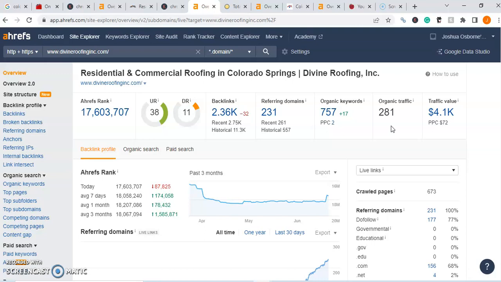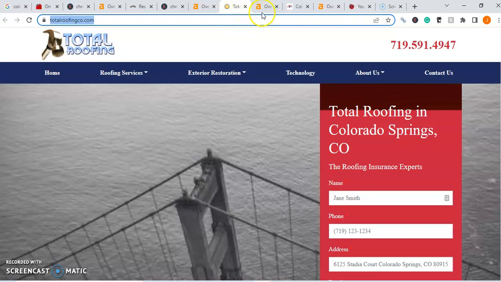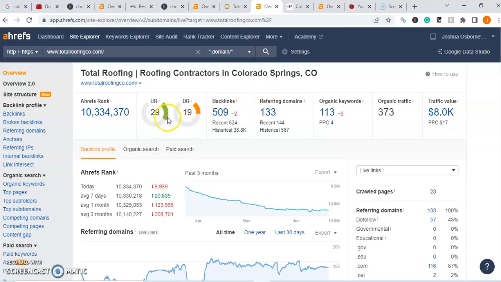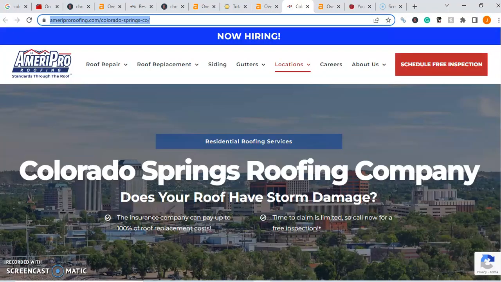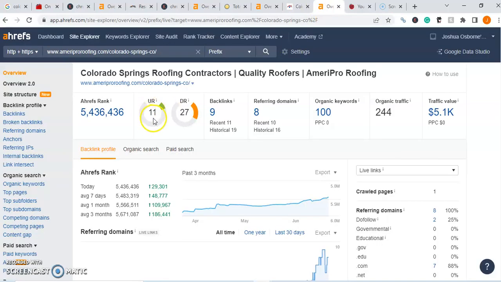We want to rank for search terms that are going to generate us some revenue for our business. So definitely something to think about. But let's keep working down the line here to look at some other competitors. We have Total Roofing Company with 29 UR, a 19 DR, roughly 400 users, and about $8,000 month over month in traffic value. Then we have AmeriPro with an 11 UR, a 27 DR, 250 users a month, and $5,000 worth of traffic value.